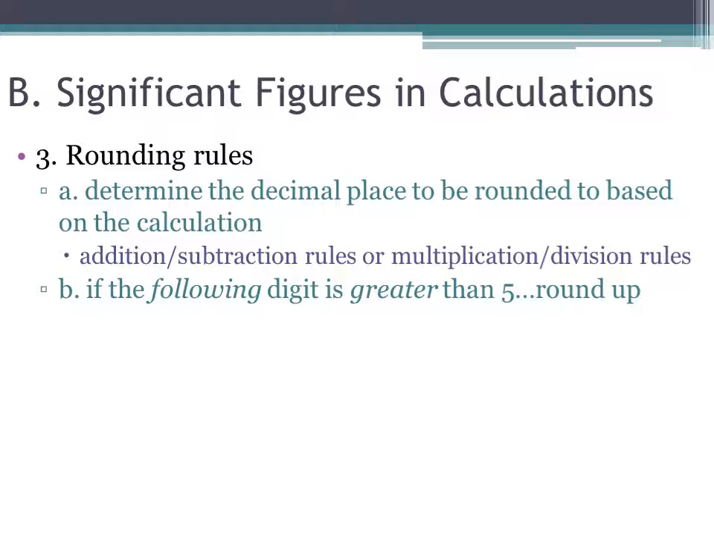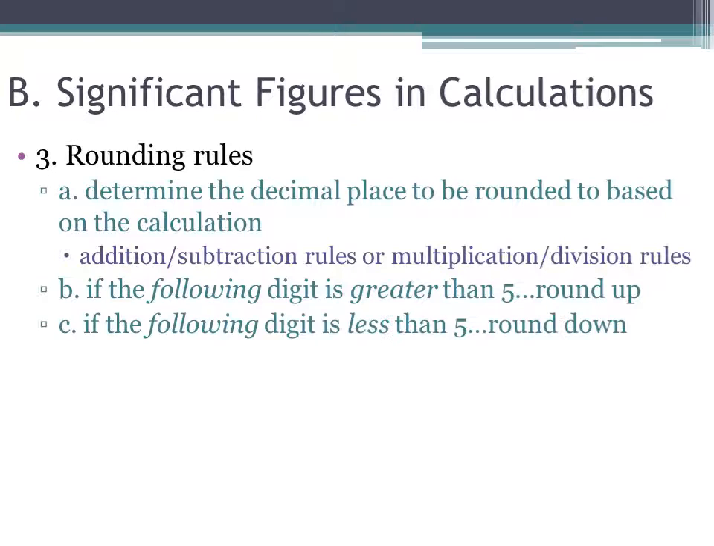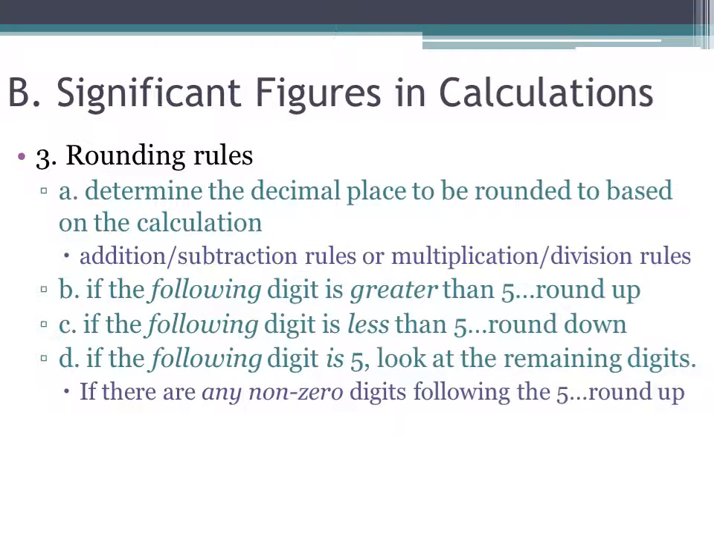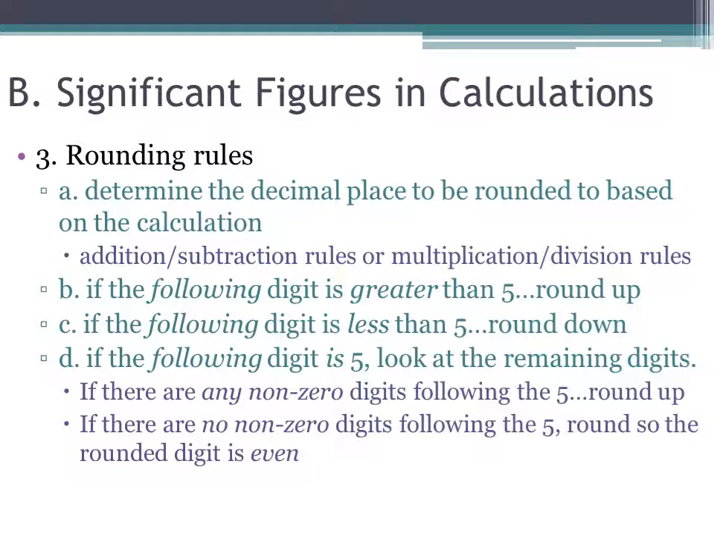Then we look at the following digit. If the following digit is greater than 5, we round up. So that's nothing new. You've always done that. If the following digit is less than 5, we round down. Again, nothing new. That's what you've always done. If the following digit is 5, you need to look at the remaining digits after that. So this is something a little different. If there are any non-zero digits following the 5 that you're looking at for rounding, you round up just like you always have in the past. However, if there are no non-zero digits following the 5, you round so the rounded digit is even.